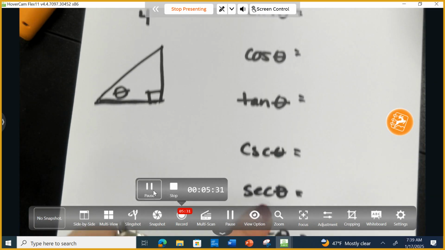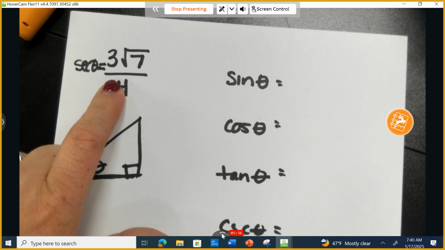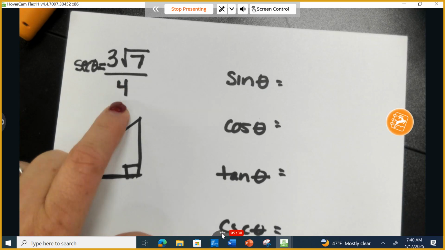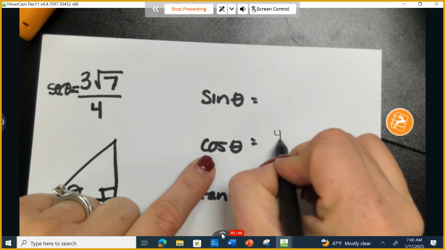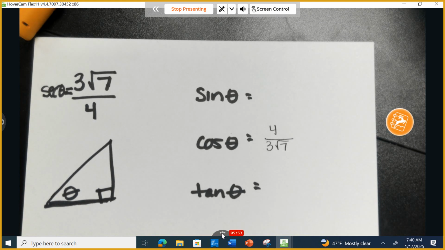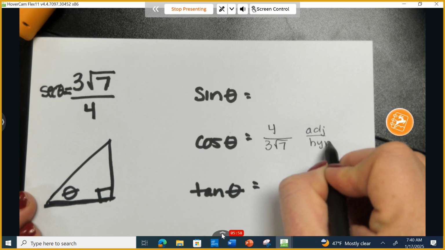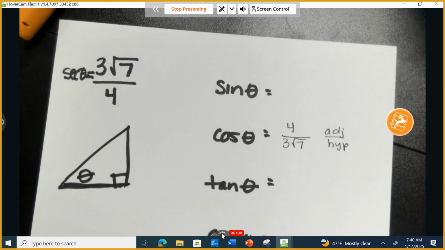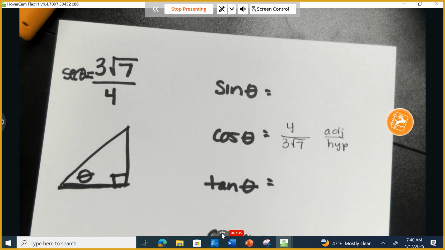So here's what I'm going to do. I'm going to find secant, so go down below and find secant, and in that particular area, let's write down what we know. We know it's 3 square roots of 7 over 4. Now, I know that secant is the reciprocal of cosine. So I'm going to go right up to cosine, and I'm going to write down what the reciprocal is. I also know that cosine means the adjacent over the hypotenuse. So I drew a triangle, and I selected one of the 2 angles. It doesn't matter what angle, it just can't be the right angle.